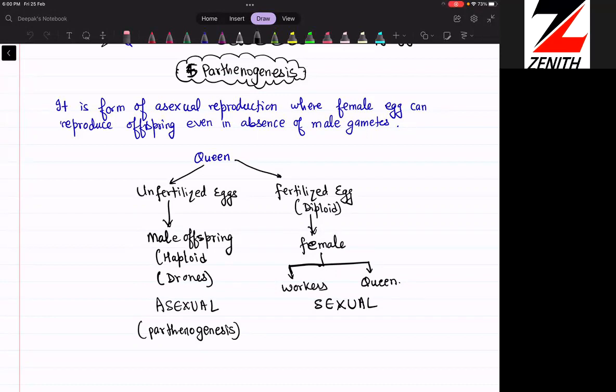ठीक है. So for example, let's say the hive is there. Usually hive कैसे produce होती है बेटा? So in a beehive there is a queen and lots of workers are there. Lots of female workers are there. Now, if the colony is already getting overloaded with number of workers, then from that colony one queen will leave with half of the workers.